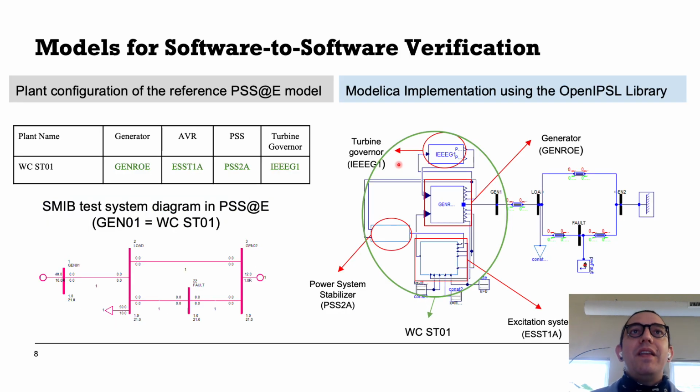After implementing each of the models that we needed in Modelica, we need to verify them. To conduct this verification, we set up unit test models. On the left-hand side, you see the PSSE model, and on the right-hand side, you see the model implemented in Modelica and using the OpenIPSL library. You can see that we have replicated the network topology, and now we have implemented all of the different components required for our model to run.